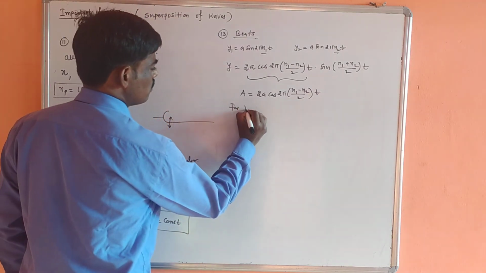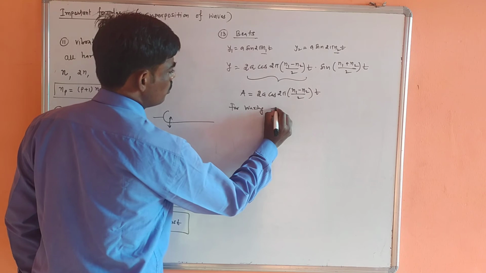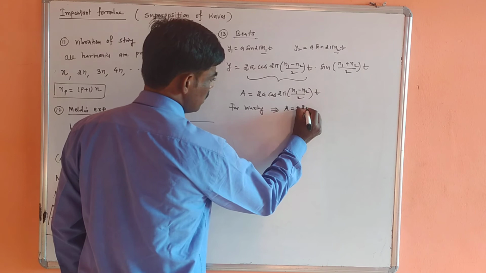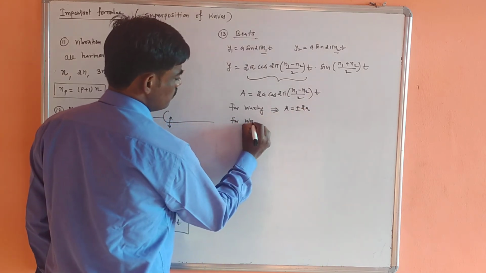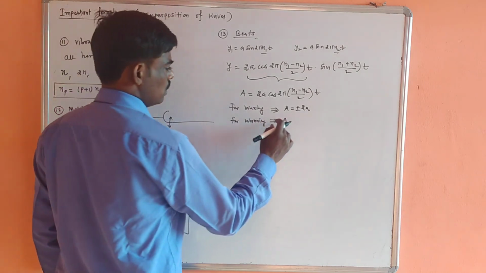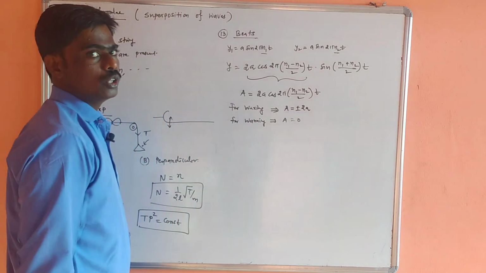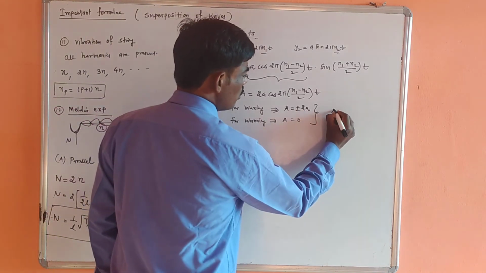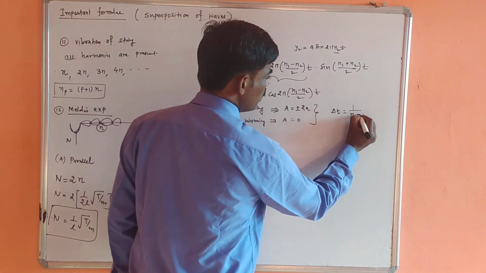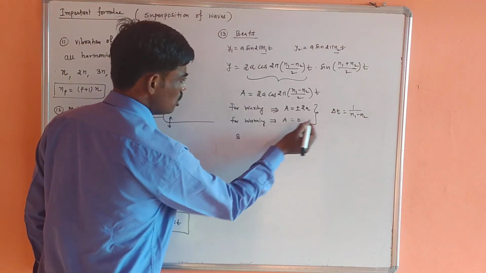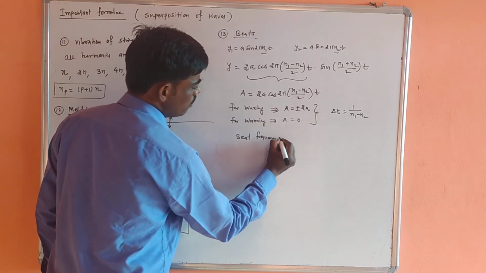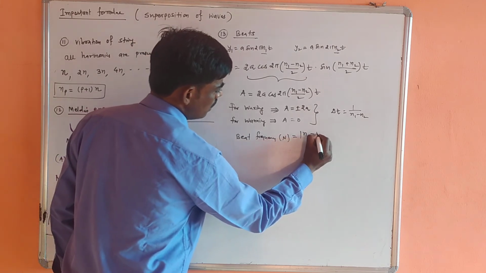So for waxing, where we hear loud sound, this amplitude is maximum, plus or minus twice a, and for waning, where we hear minimum sound, this resultant amplitude is 0. The time interval for successive waxing as well as waning becomes 1 upon (n1 minus n2). So the reciprocal of this time interval is nothing but the beat frequency, and that beat frequency is the modulus of n1 minus n2.